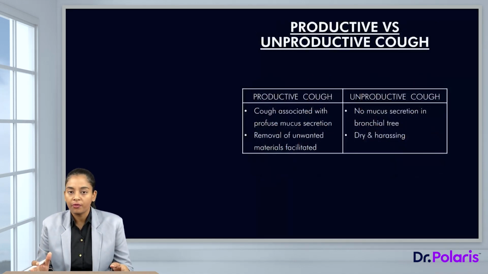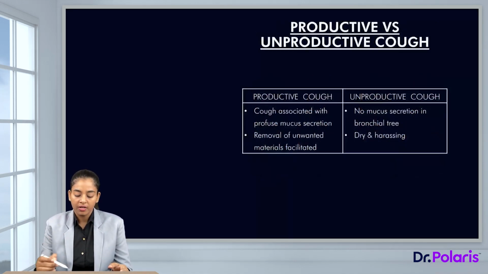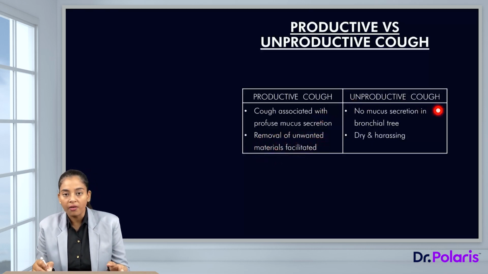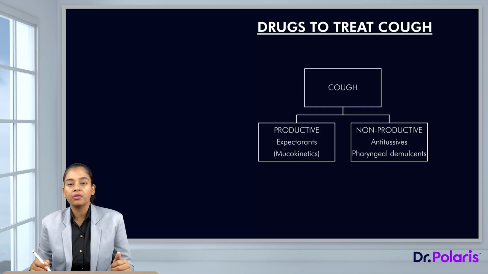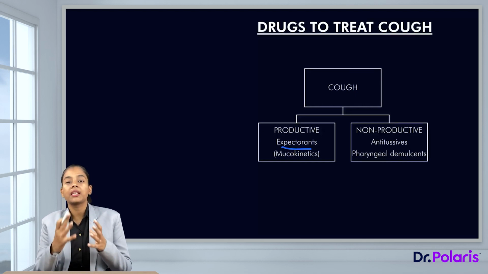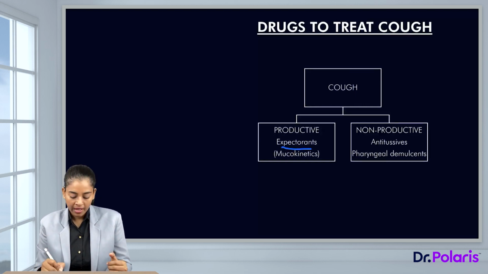There are 2 types of cough, productive and unproductive. In productive cough, there is mucus production along with the cough, and along with this mucus, unwanted materials also get expelled out. In unproductive cough, there is no mucus production and it can be very dry and very harassing. The drugs used to treat productive cough are expectorants. That is, they try to mobilize the mucus so that it is excreted out. In non-productive cough, we have antitussives and pharyngeal demulcents.